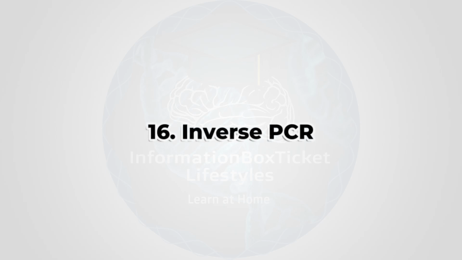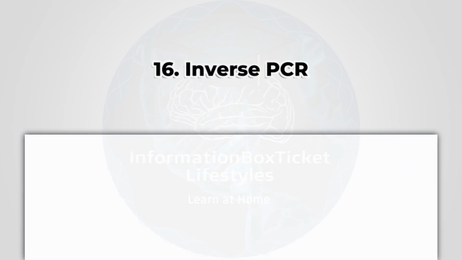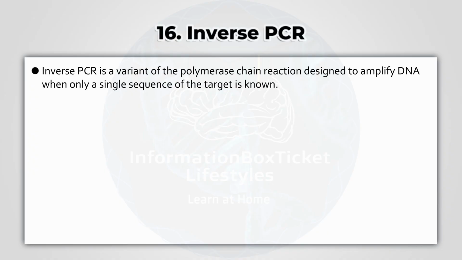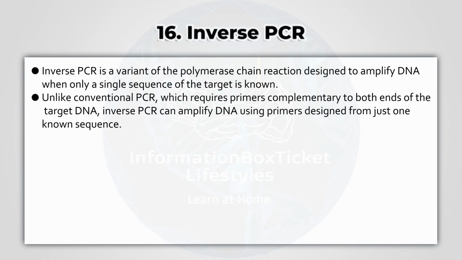16. Inverse PCR. Inverse PCR is a variant of the polymerase chain reaction designed to amplify DNA when only a single sequence of the target is known. Unlike conventional PCR, which requires primers complementary to both ends of the target DNA, inverse PCR can amplify DNA using primers designed from just one known sequence.